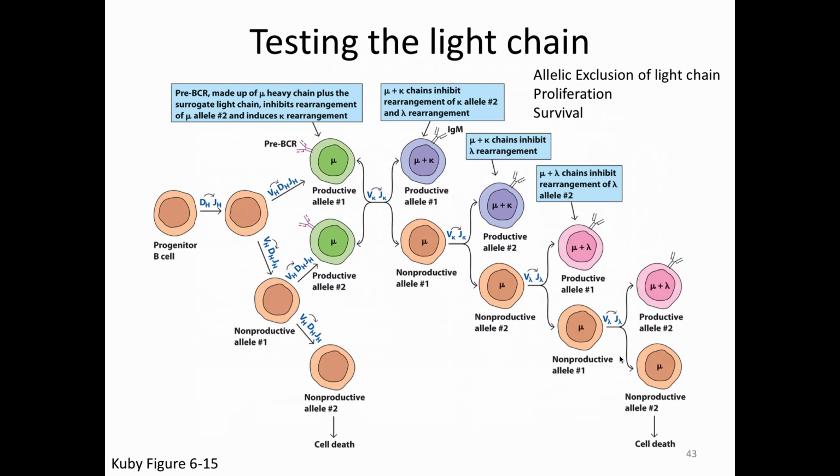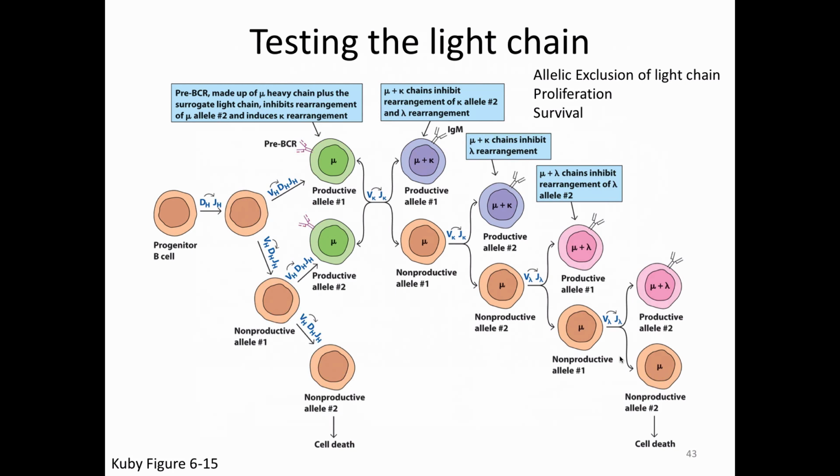We don't understand any functional difference between the kappa light chain and the lambda light chain, but we do know that kappa seems to be tried first in VDJ recombination. So we try recombination at one of the kappa loci. If it works, hooray, the cell lives and gets to be an immature B cell. If it fails, then we try the other kappa. If it works, hooray, we allelically exclude the rest, we get to survive and be an immature B cell.